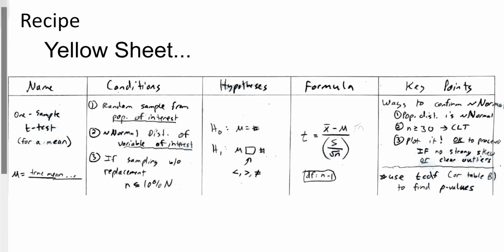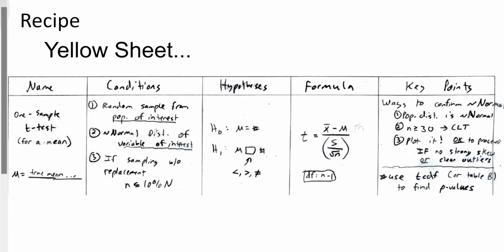Remember, we want our mu to be equal to a number. Our alternative hypothesis is going to always be something different: greater than, less than, or not equal to, depending on what the scenario gives you. We want to check those conditions: random sample, approximately normal, 10% condition.